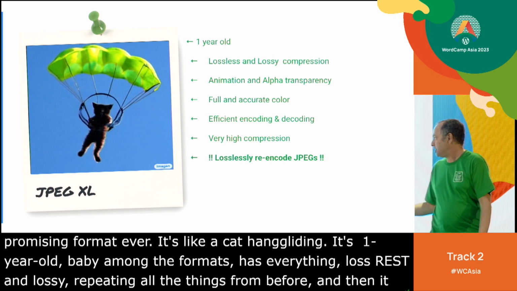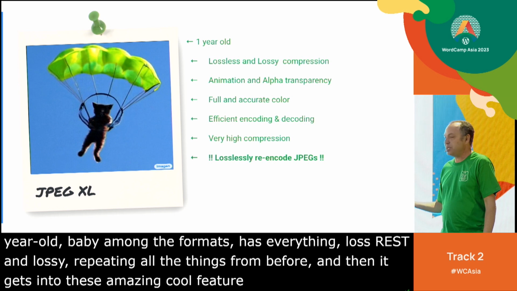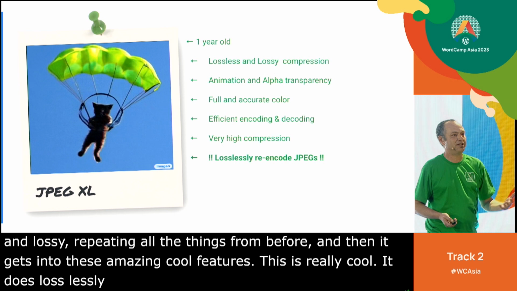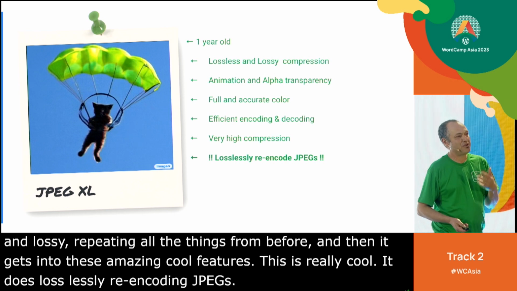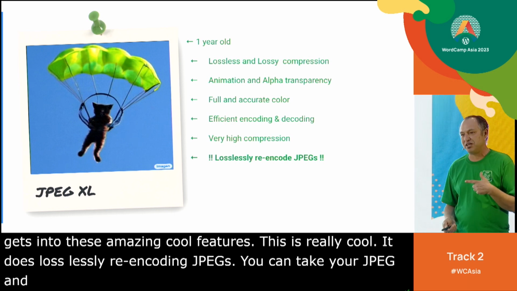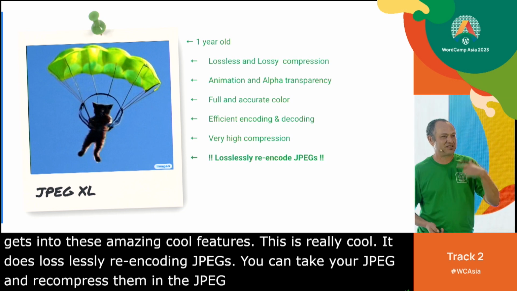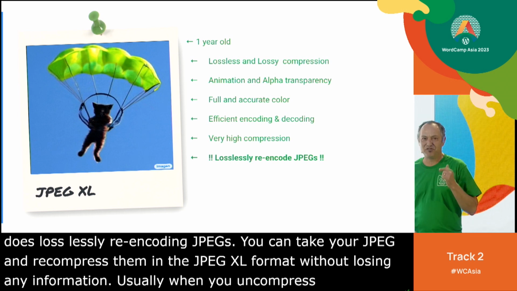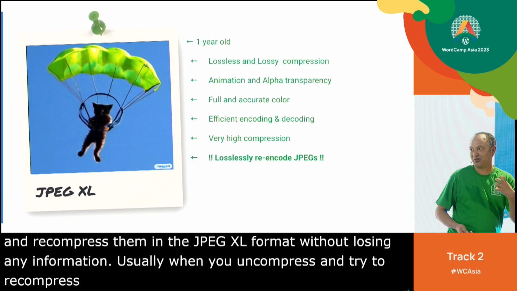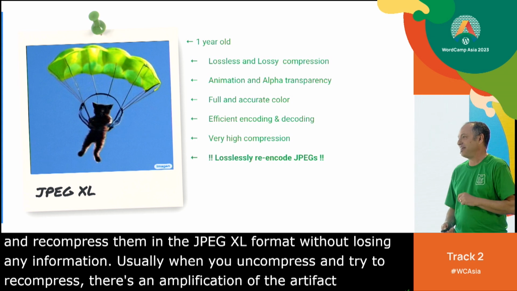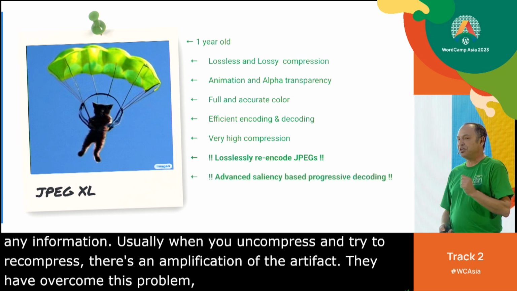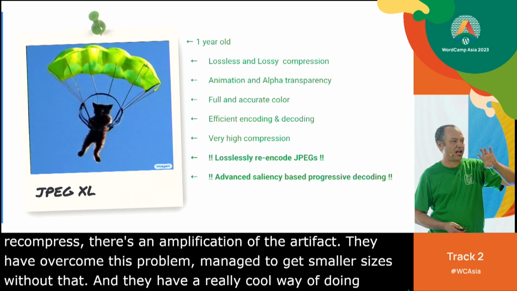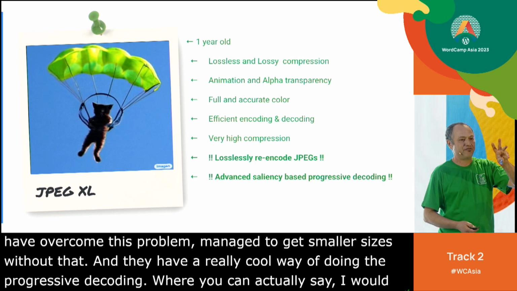This is really cool. It does losslessly re-encoding JPEGs. This means you can take your compressed JPEGs and recompress them in the JPEG XL format without losing any information. Usually when you take a compressed image and then you try to recompress it, there's this amplification of the artifacting. With JPEG XL, they've overcome this problem. They've managed to get smaller sizes without that. And they have a really cool way of doing the progressive decoding, where you can say, I would like this part of the image to get the information first.